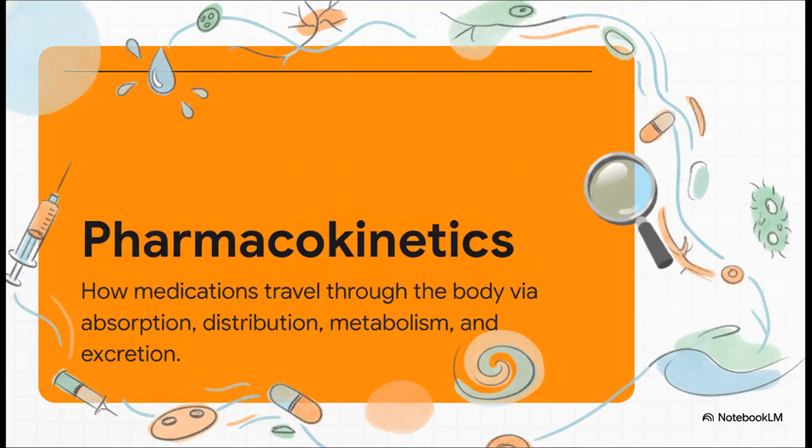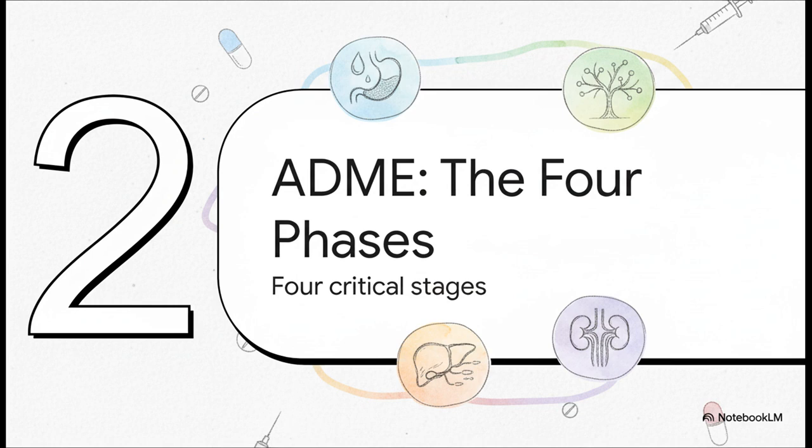So, pharmacokinetics, what is it? Here's the big idea. It's the complete story of a medication's journey, from the second it enters the body to the second it leaves. In other words, it's all about what the body does to the drug. Now, this whole journey isn't just one big blur. It's actually broken down into 4 really critical stages. You've probably heard the acronym before, ADME. This is basically our roadmap for the whole process.